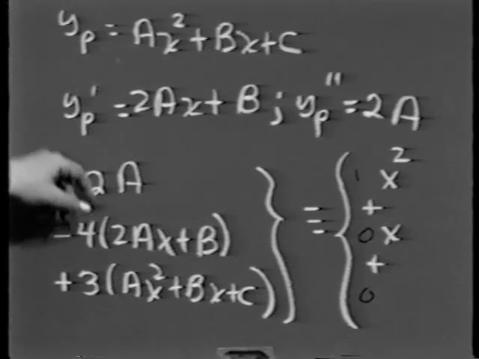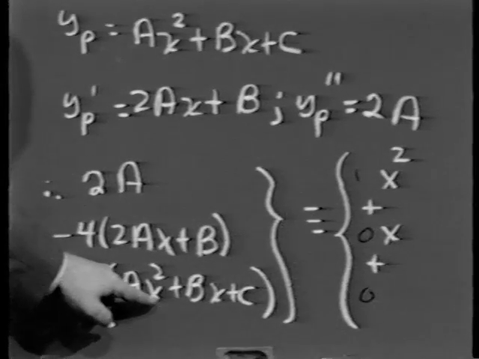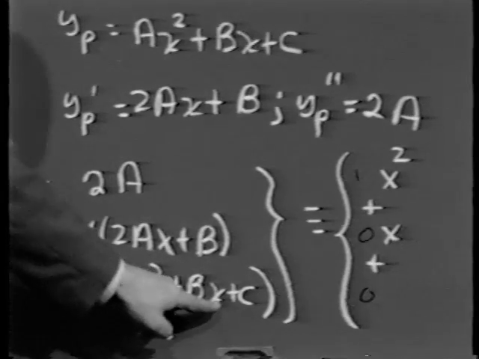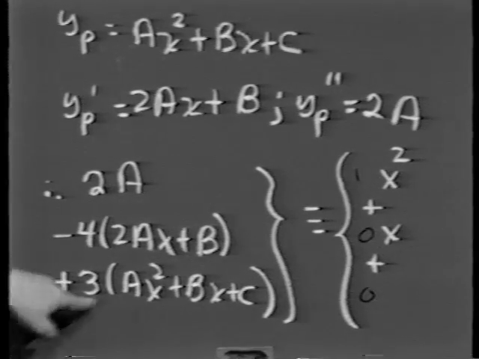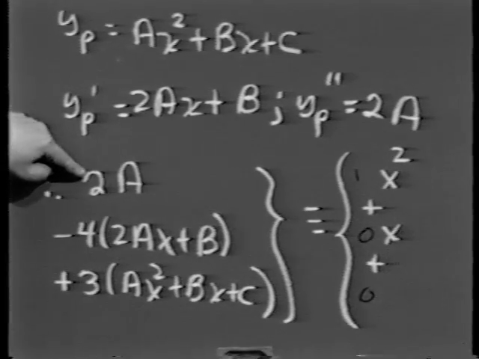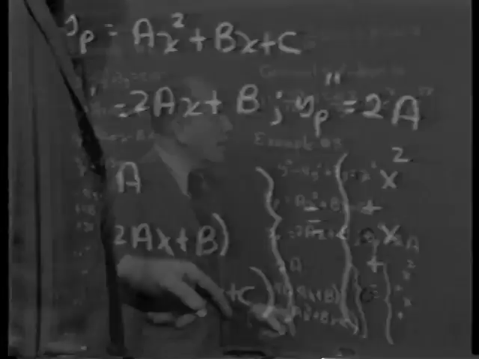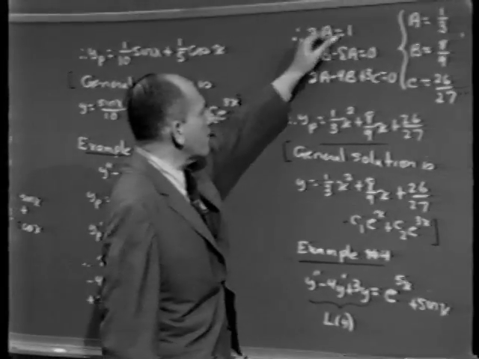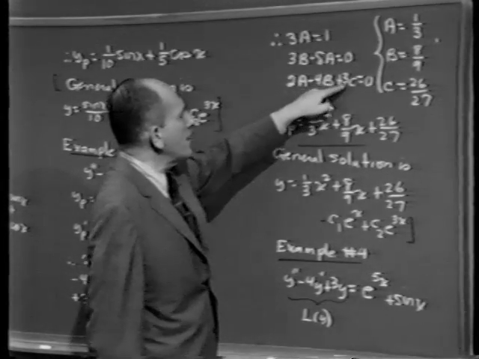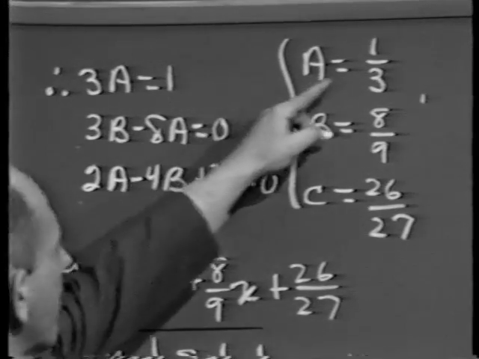For the time being, simply observe that the only term that involves an x squared on the left-hand side is 3a. The terms involving an x have coefficients what? 3b minus 8a, and the constant term seems to have the form 2a minus 4b plus 3c. Consequently, 3a must be 1, 3b minus 8a is 0, 2a minus 4b plus 3c is 0. From this equation, we see immediately that a is a third.